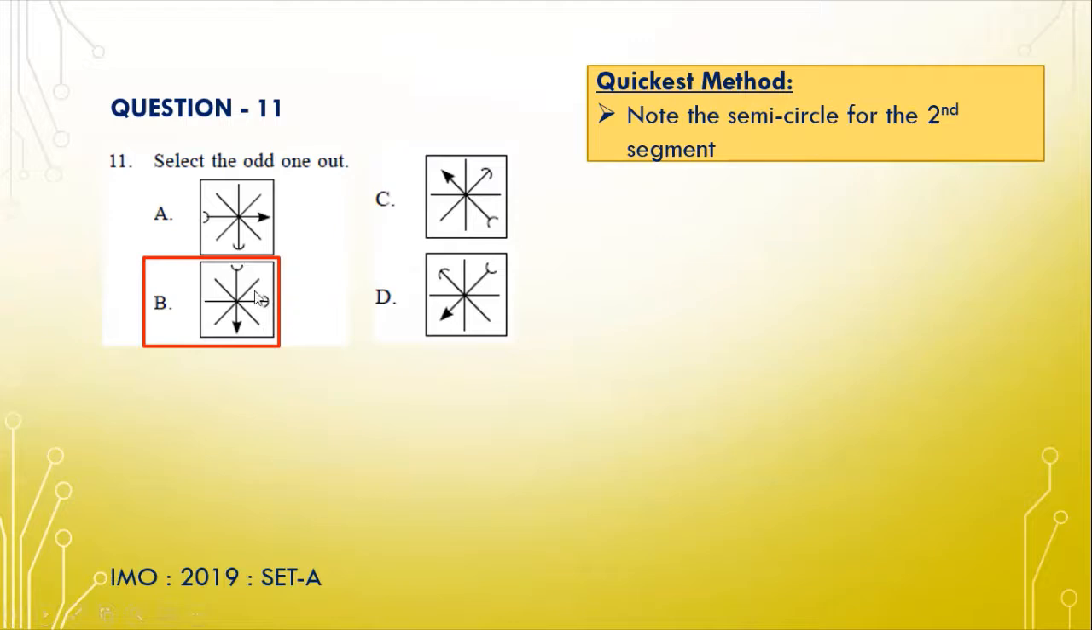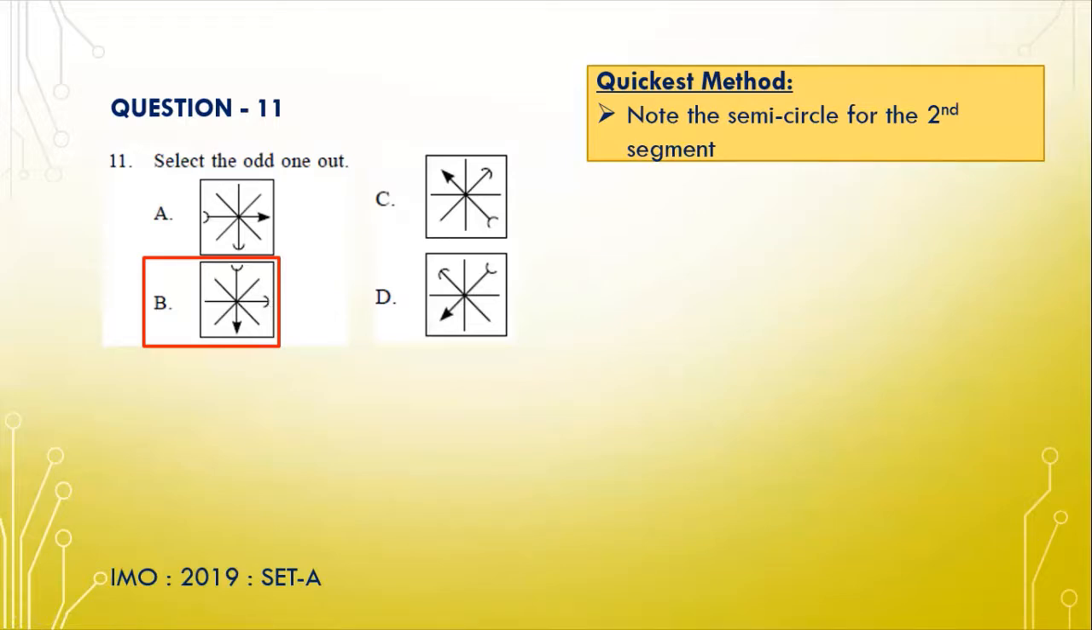Here the semicircle is at the diagonals. So diagonal and diagonal, semicircle, arrow, diagonal, diagonal. Okay, the odd one out, we have to find out. So this is the odd one out.